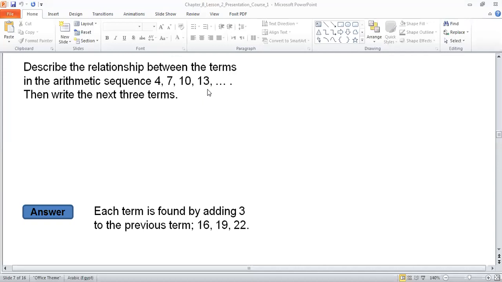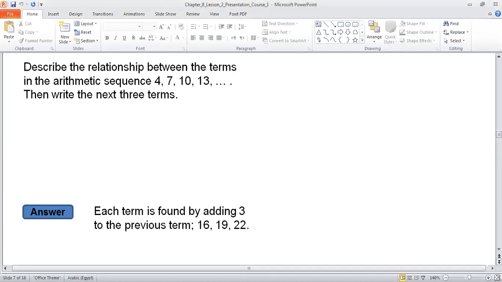So if I add 3 to 13, 13 plus 3 gives me 16. Okay, 16, I will add 3. So it will be equal to 19. So every time add 3, right? 19, I will add 3. It equals 22. So every time here, I add 3. So the next terms are 16, 19 and 22.